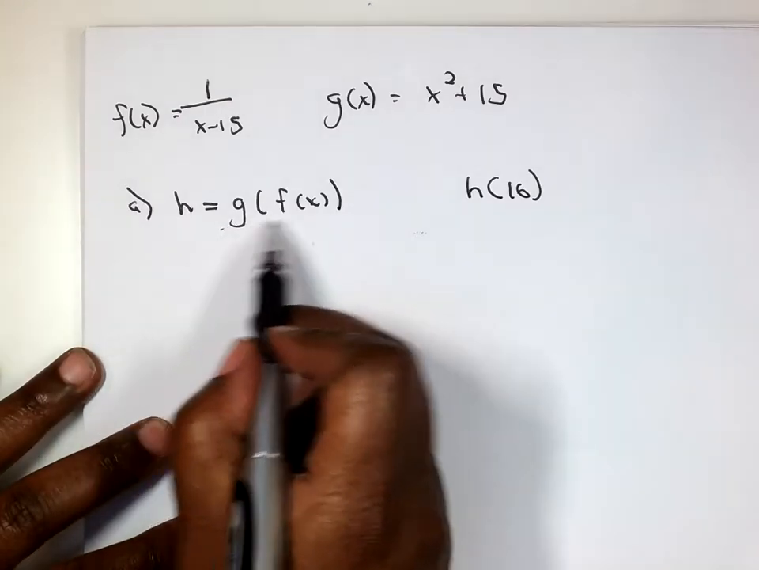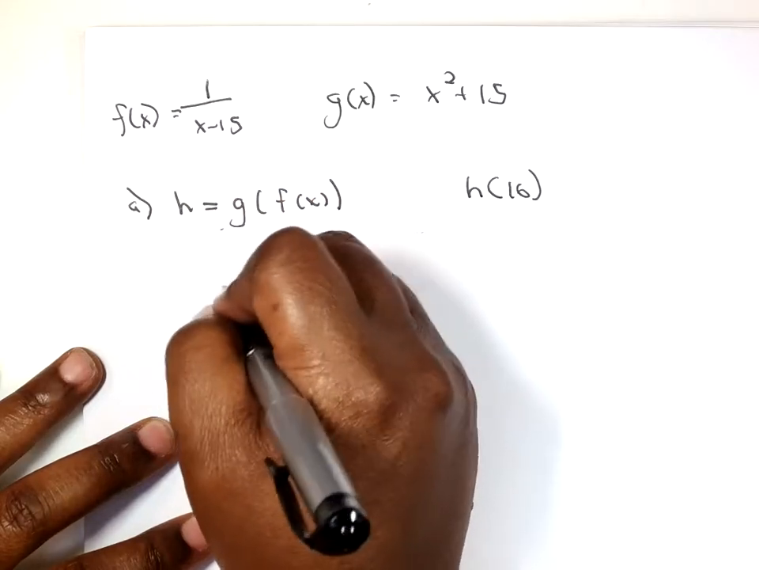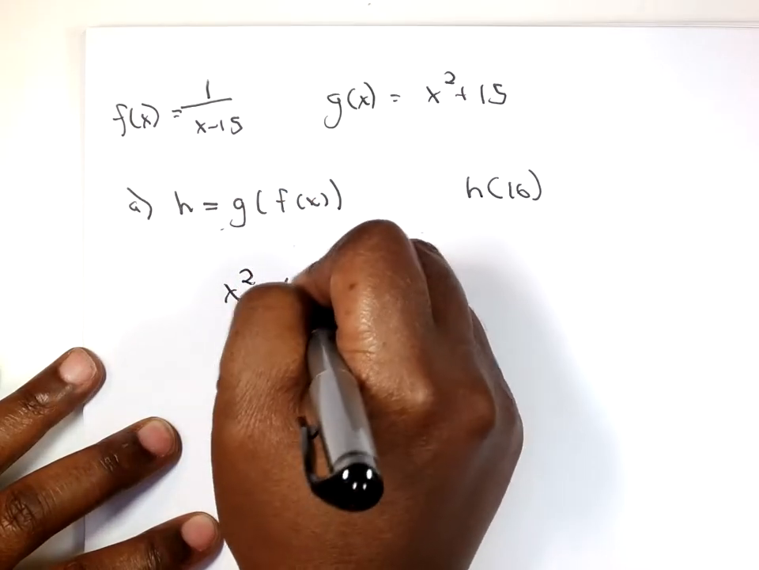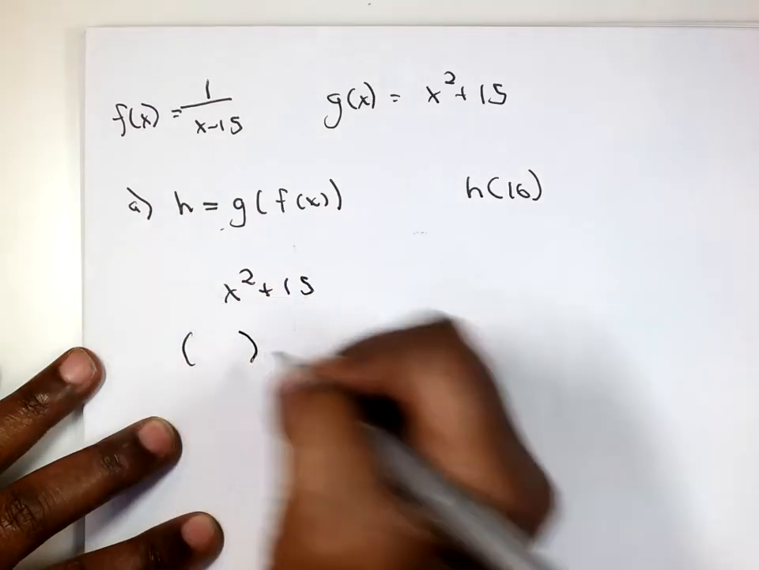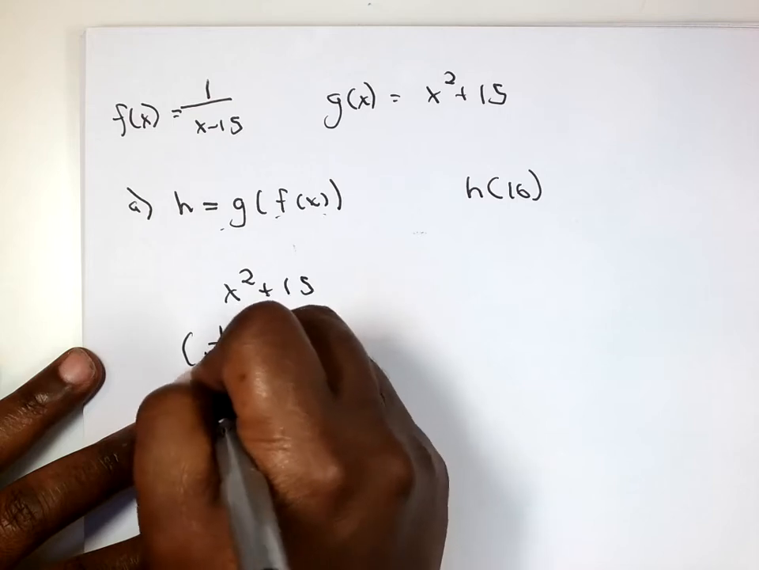So first I'm going to do the g of f of x. I'm going to take the g function, which is x squared plus 15. And instead of the x, I'm going to plug in the f of x function, which is 1 over x minus 15.